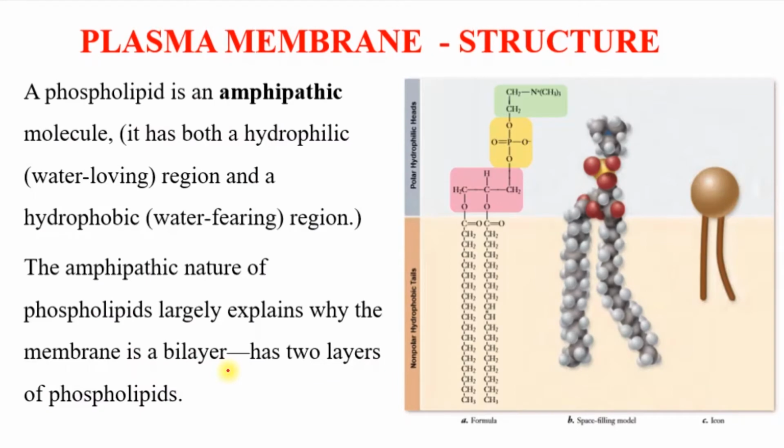Now we have the structure of a phospholipid. Another term introduced here: a phospholipid is an amphipathic molecule. Amphipathic molecule. And that is looking at both a hydrophilic region and a hydrophobic region. A water-loving region and a water-fearing region. So when we describe the phospholipid as amphipathic, we are talking about a region liking water and a region disliking water. So this is what we are terming the phospho section.